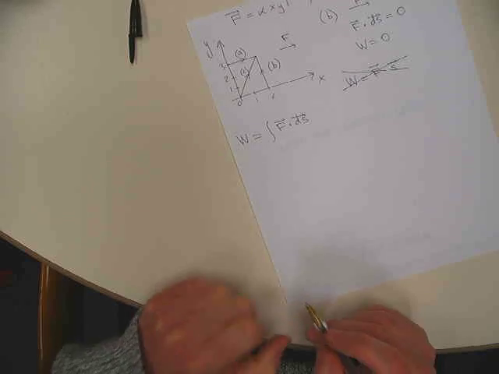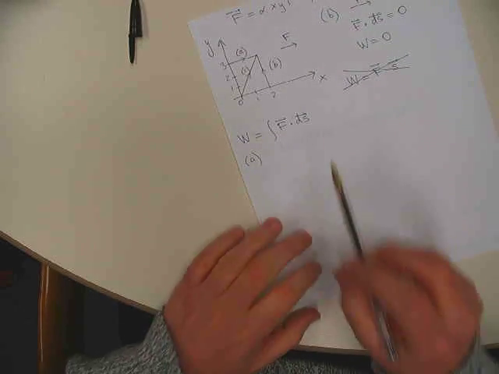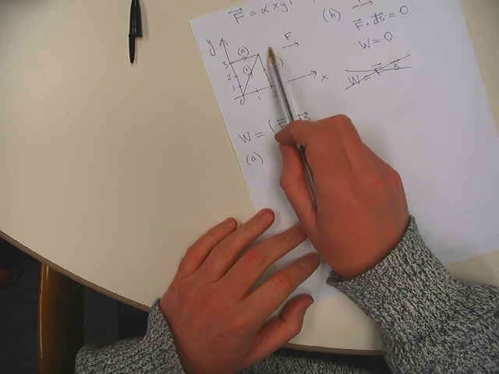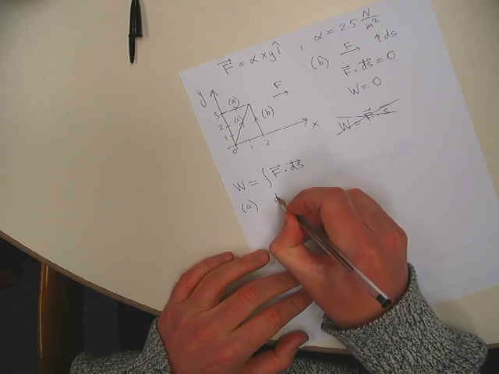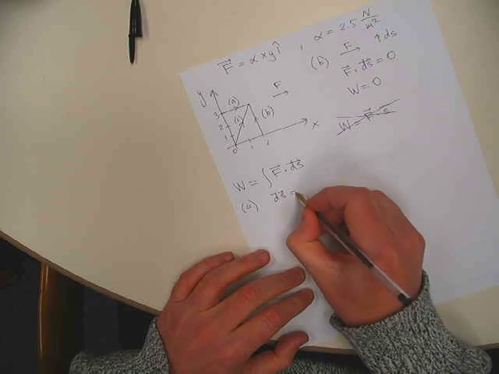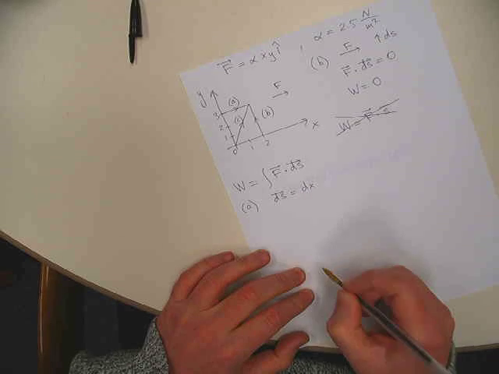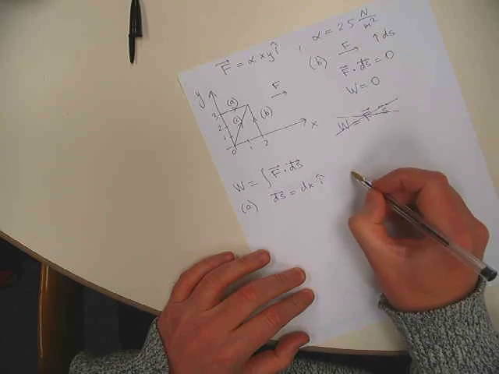integrating the contributions of the force over each short displacement. Let's consider case A first. In case A, each displacement is parallel to the x-axis, right? So we can write this short displacement vector ds as simply its magnitude, which I'm going to call dx, times I hat. It's along the x-axis, right?